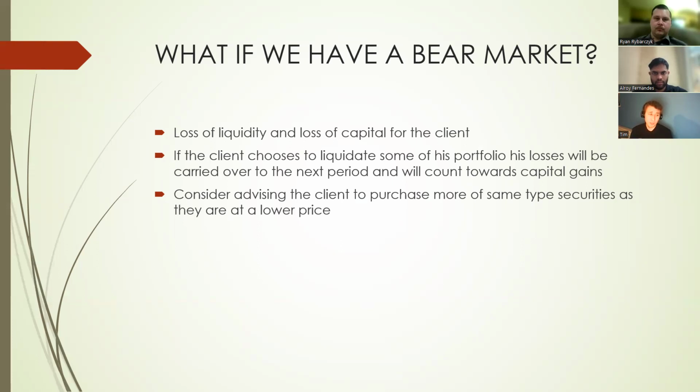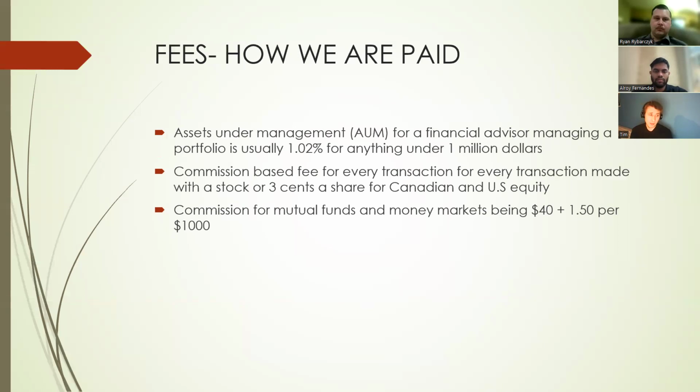So now I just want to quickly talk to you about the fees and how we are paid. For financial advisors, the asset under management, or AUM, for managing your portfolio is usually 1.02% for anything under $1 million. We also have commission fee for every transaction made with stock, or 3 cents a share for US and Canadian equity. As for commission for our mutual funds and our money markets, being $40 plus $1.50 per each $1,000. So yeah, those are our current fees.